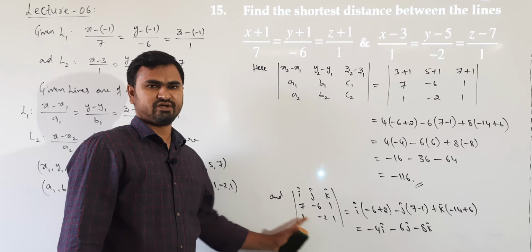Let's see the next question. Find the shortest distance between the lines whose vector equations are given. So again we need the shortest distance between the two lines. Now observe the lines: r bar equal to (1 minus t) into i plus (t minus 2) into j plus (3 minus 2t) into k.